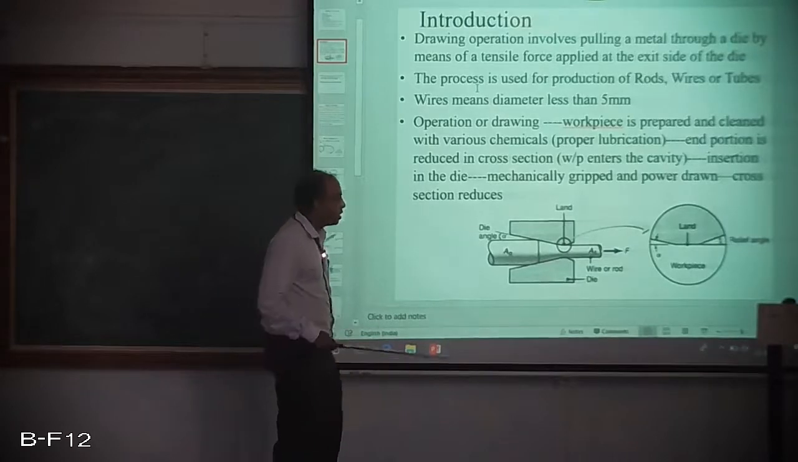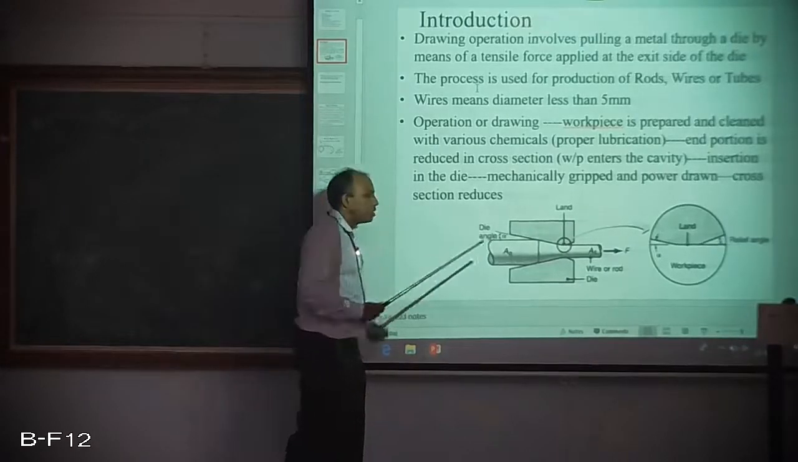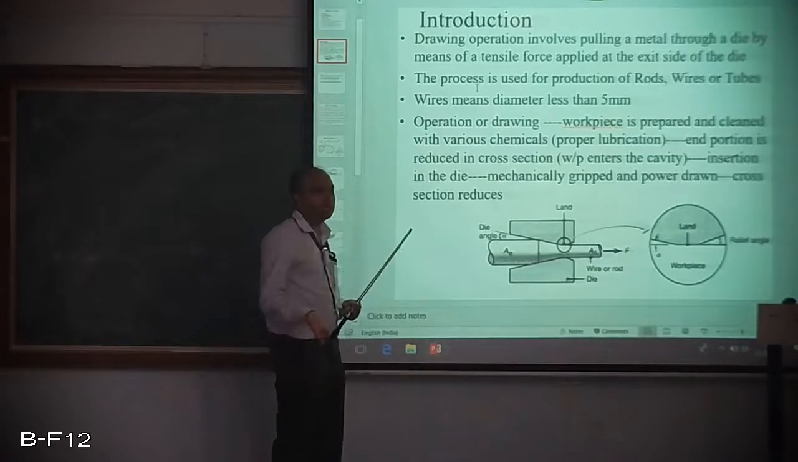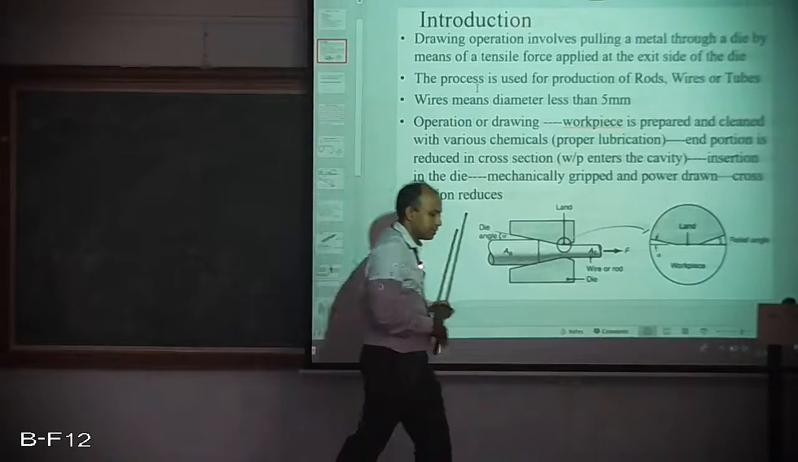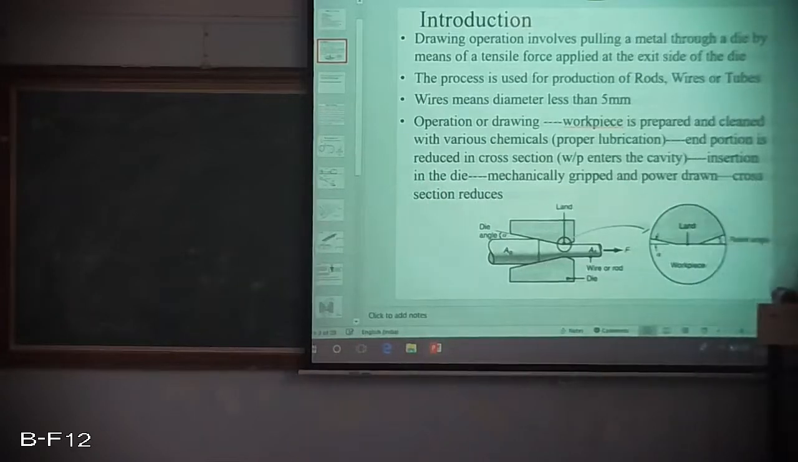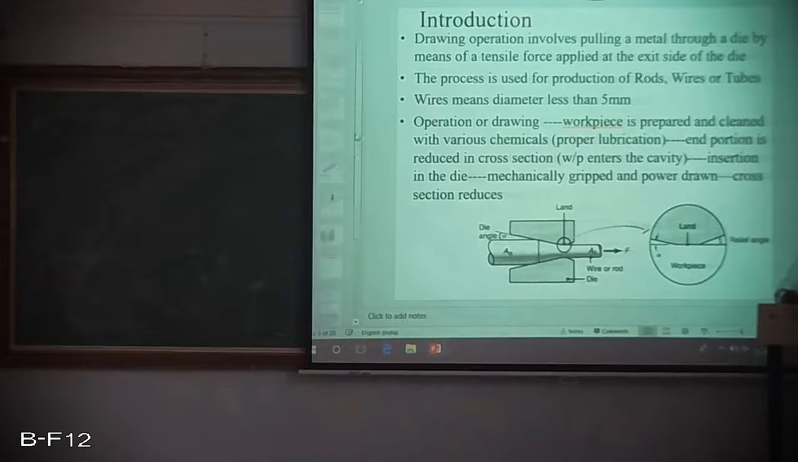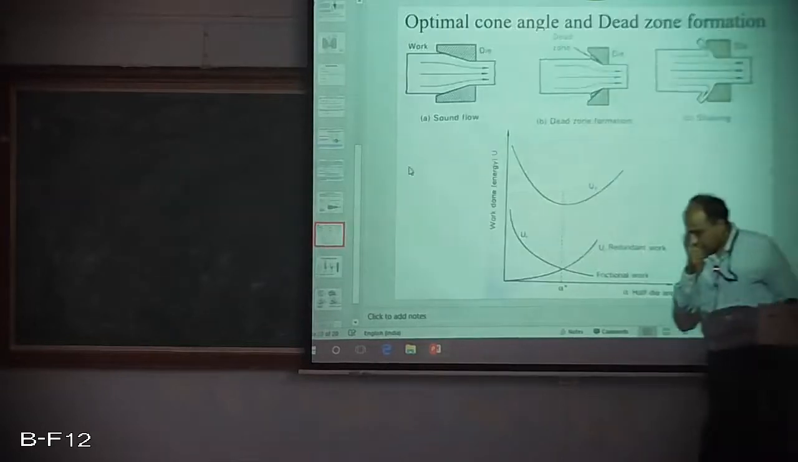That's why I was saying this particular die angle should be in between 6 degree to 20 degree. That die angle should be in between 6 degree to 20 degree. To have a better understanding of this die angle and what it is that I am trying to say, we'll go to this slide.